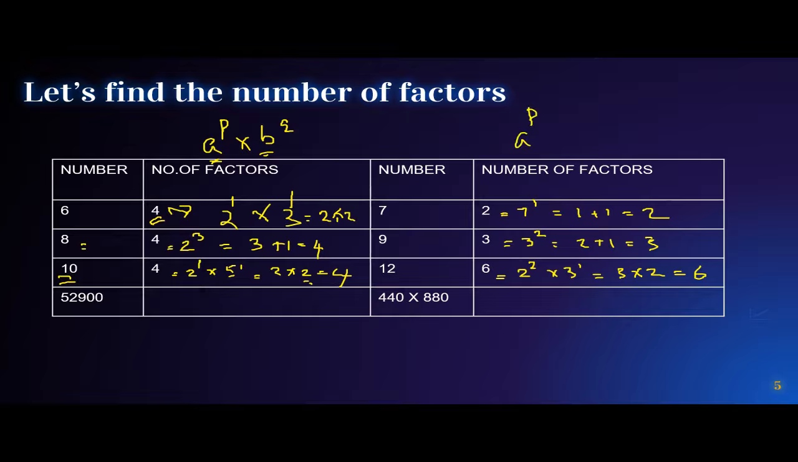Same way, 9 you can write as 3 square. So again 3 square is a power p, where p is 2. 2 plus 1 gives you 3. That's the number of factors.